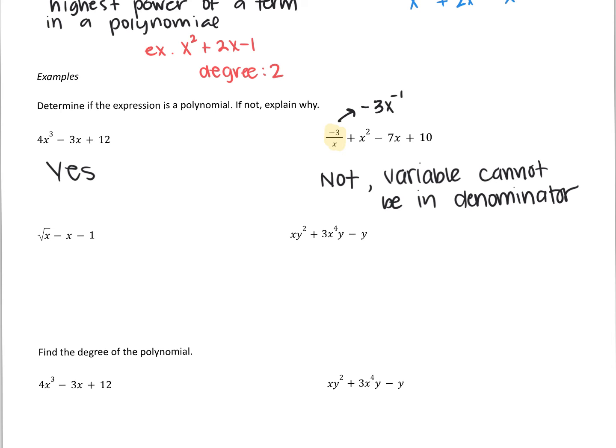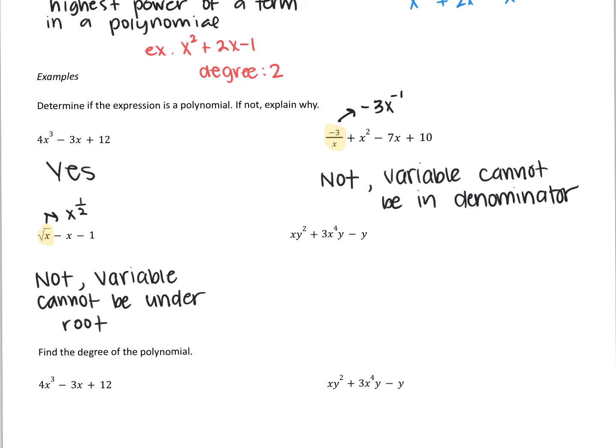Our next example, square root of x minus 1, is also not a polynomial. The reason is the square root of x. When you have a square root or any type of root, that's when you get fractional exponents. A cube root, fourth root, or fifth root is also a fractional exponent. So a variable cannot be under a root.